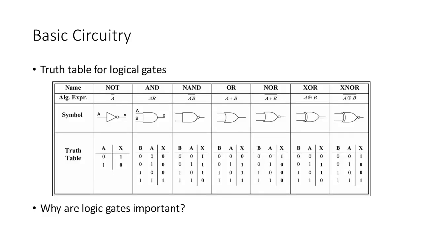Here are the truth tables for 7 of the logical blocks presented. From left to right we have the NOT logical block, we have AND, NOT AND, OR, NOT OR, exclusive OR, and exclusive NOT OR. The bottommost row is the truth table that describes the relationship between the output and the input of the logical block. So for the NOT, we have a simple case where when the input is 0, the output is 1, and when the input is 1, the output is 0.